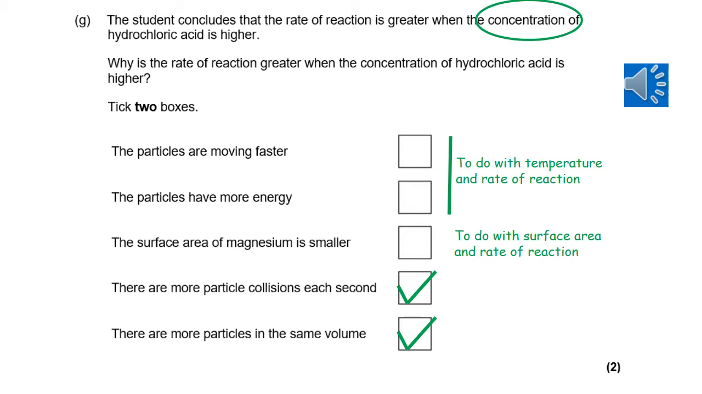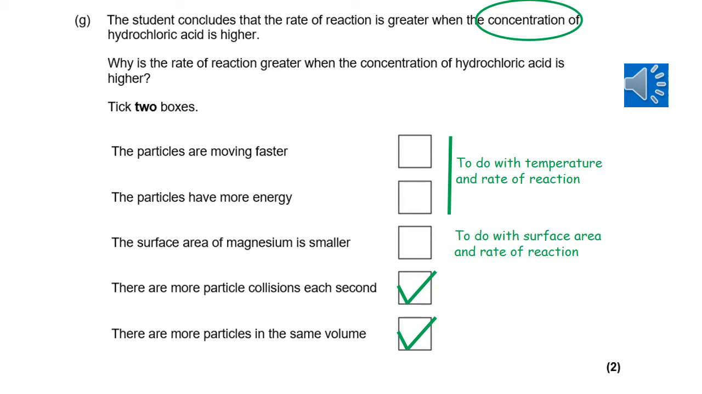For this sort of question, you can either do this by looking for the correct answers or by eliminating the answers that are clearly wrong. Now the question says we've concluded that the rate of reaction is greater when the concentration of acid is higher. You've been asked, why is that?